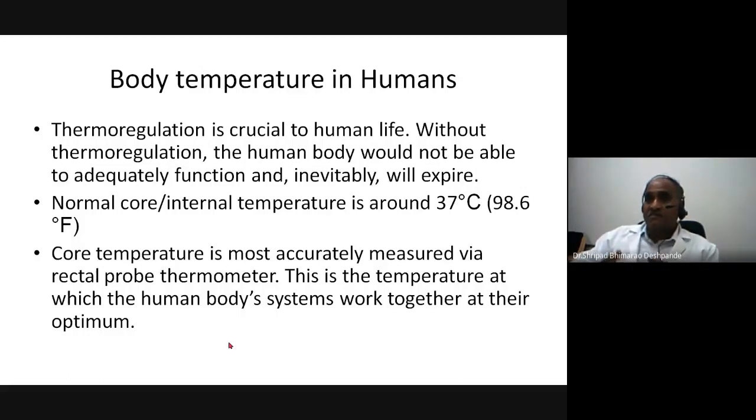But sometimes it is rather difficult to have a rectal probe thermometer. So can you imagine what they do at the airport or in other areas? They just use an infrared scanner to detect the temperature. They are detecting the temperature of the blood flowing near the surface through the infrared detector systems, and it will be the surface temperature, which is not even the core temperature. Anyway, I will come back to that after some time.